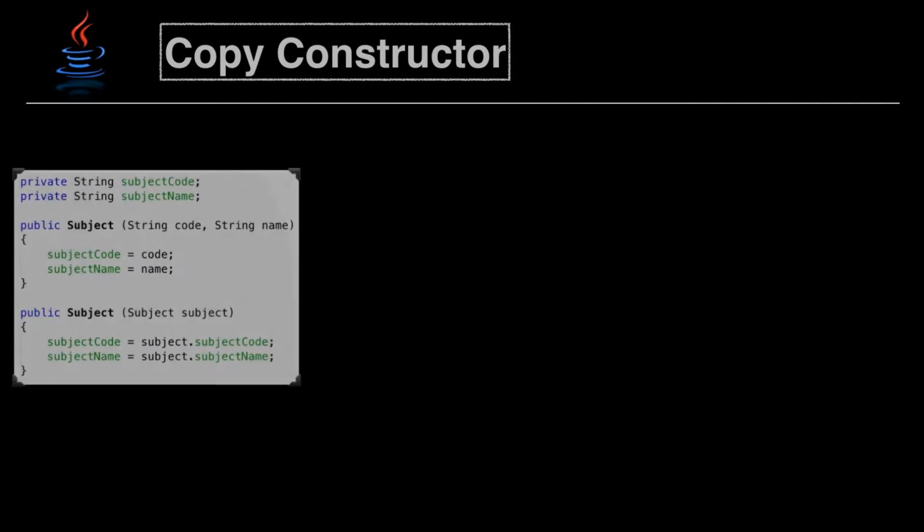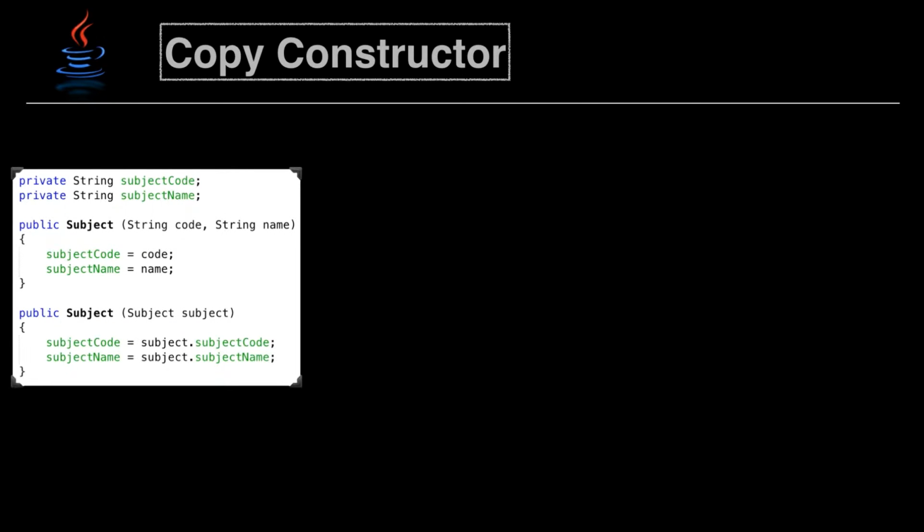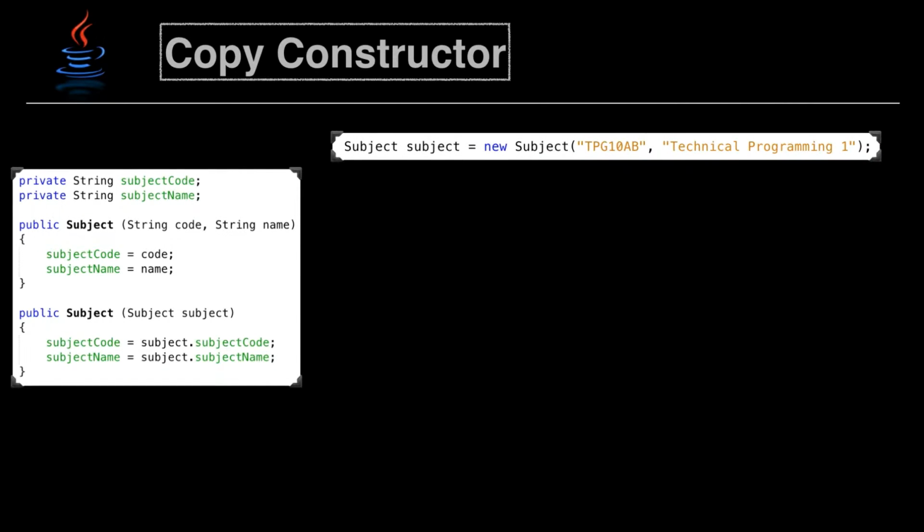Have a look at this piece of coding. We have two fields for the subject class, subject code and subject name. So every subject object will have a subject name as well as a subject code. Let's have a look at the first constructor. This is the normal constructor.